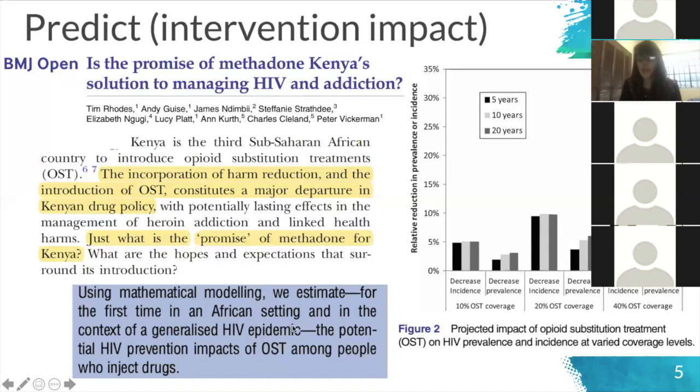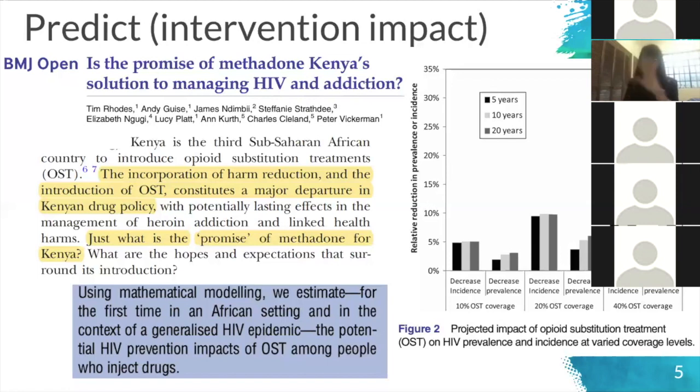So here they use mathematical modeling to estimate for the first time in an African setting and in the context of a generalized epidemic, what would be the potential HIV prevention impacts of actually scaling up OST among people who inject drugs. And you can see here that when we assume different coverage of OST, so from 10%, 20% and 40%, we see reductions in both incidence and prevalence over 5, 10, and 20 years. For the highest coverage, we could expect up to 20% reductions in incidence that would translate in between 10 and 15% decrease in prevalence over time.